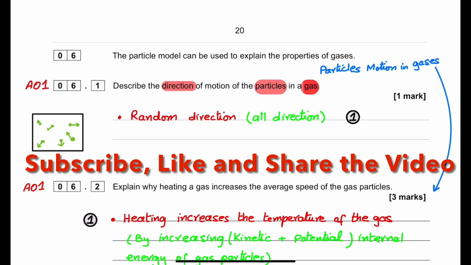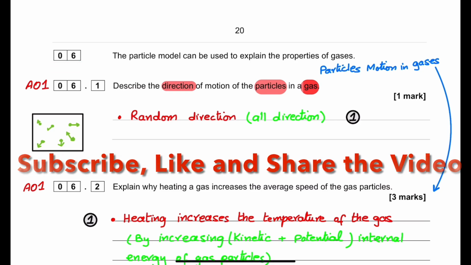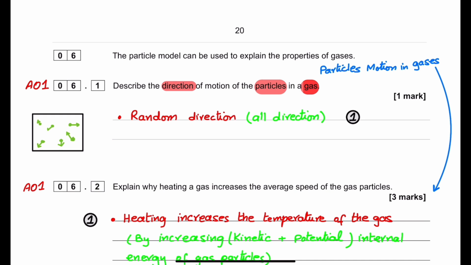Question number 6. The particle model can be used to explain the properties of gases. 6.1 is an AO1 question. Describe the direction of motion of the particles in a gas. This question is from the topic of particle motion in gases.